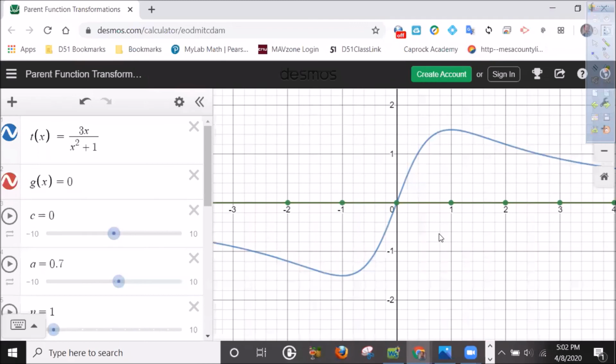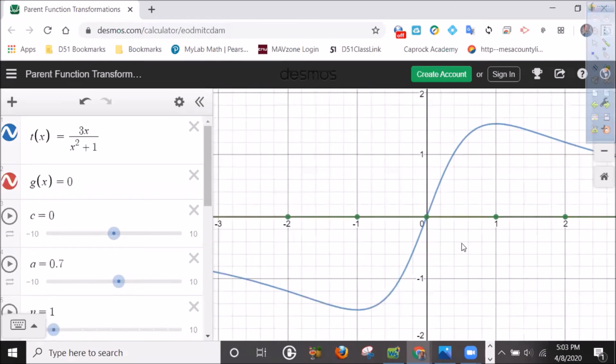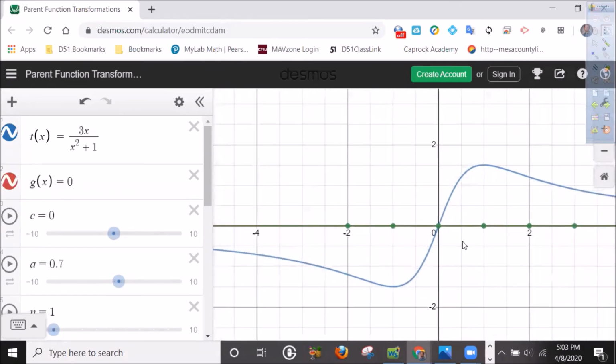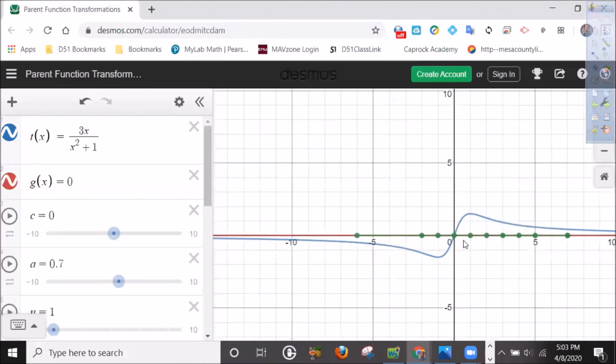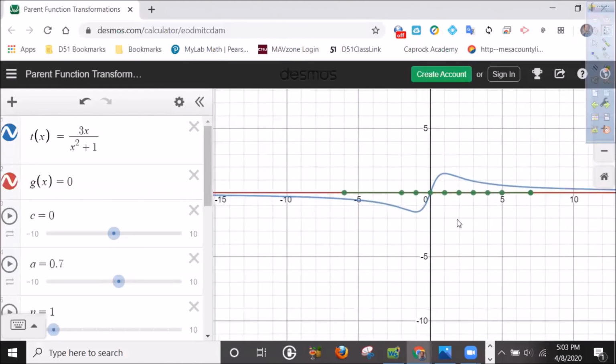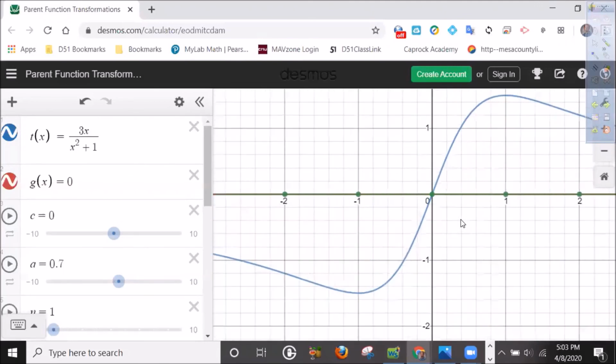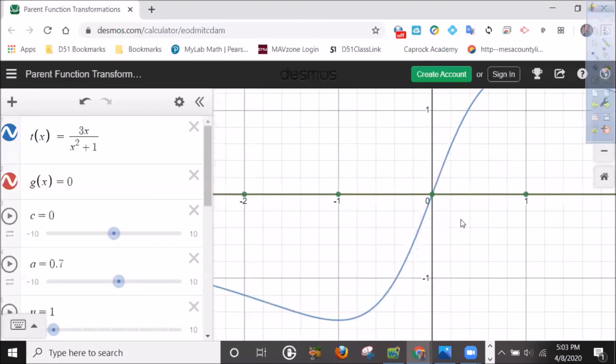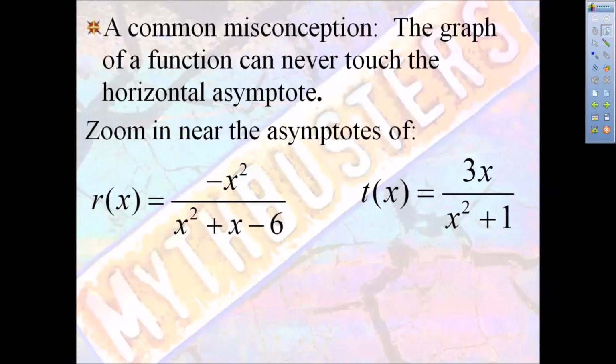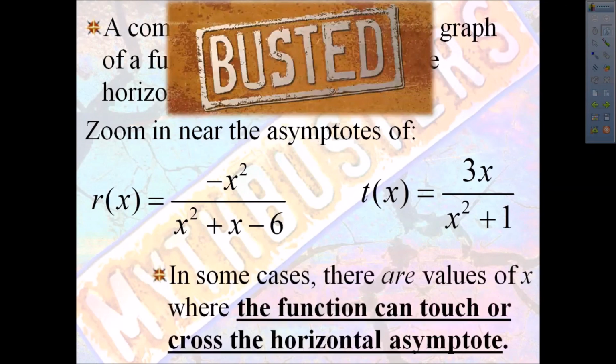And here's the graph of t of x along with the line y equals 0, also known as the x-axis. And we can see as we zoom out that the graph definitely approaches the x-axis as we head off both to positive infinity and to negative infinity. But right here in the middle, right at the origin, the graph crosses that horizontal asymptote. So hopefully I've cleared up that misconception that a graph can never touch an asymptote. That myth should be busted now. In some cases, there are values of x where the function can touch or cross the horizontal asymptote.